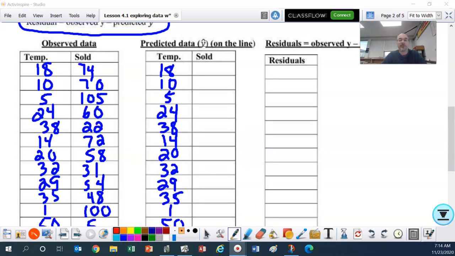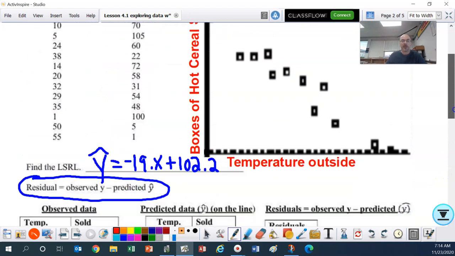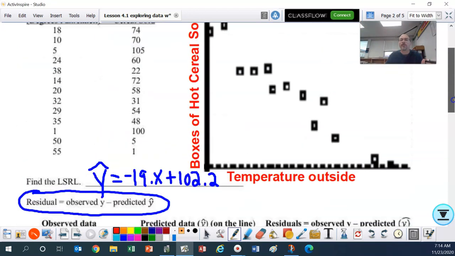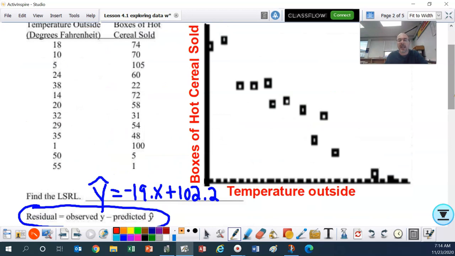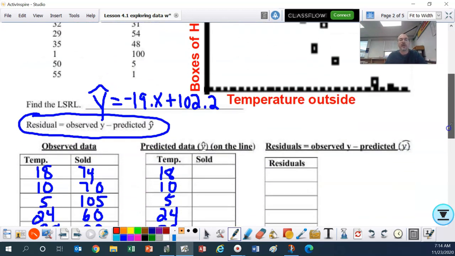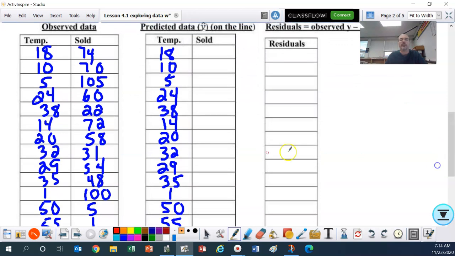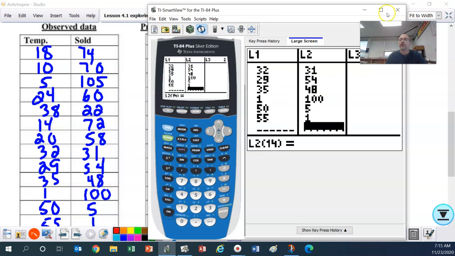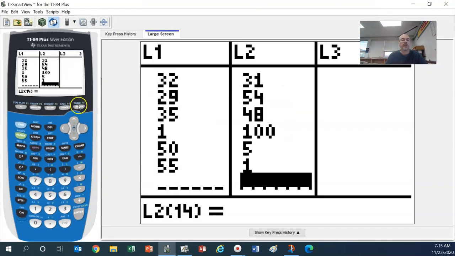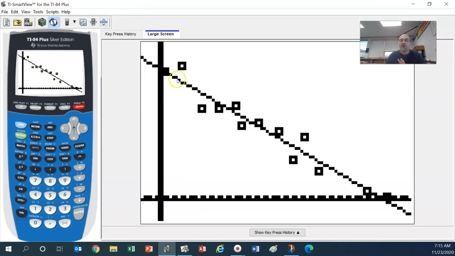Okay, ladies and gentlemen, just like magic, I am back and I've got that first table filled in. Again, that's the original data from up here. Those are the observed data points, the dots that I have on my graph. Now, what I want to do is find what is predicted. Remember, on your calculator, the predicted values are the values that are on the line.